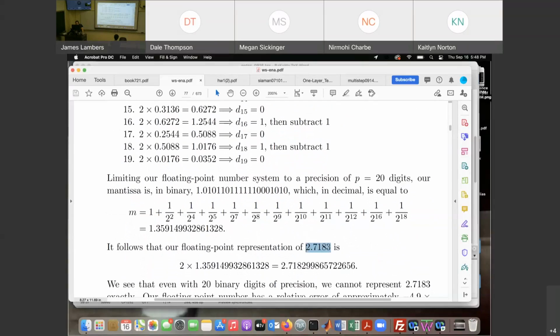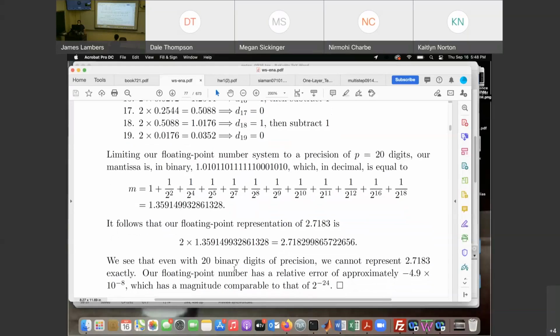So my representation of this number, which is e rounded to 4 decimal places, is fairly close. It's not exact. Even though we have 20 digits of precision, we can't represent this number exactly, but we do have a pretty small error on the order of 10 to the minus 8.